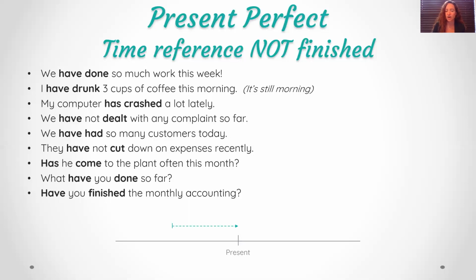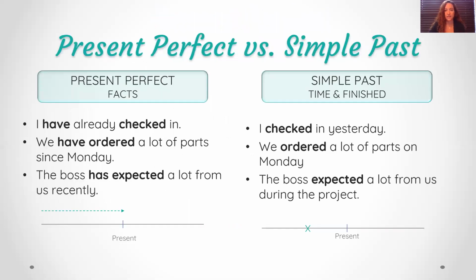Has he come to the plant often this month? What have you done so far? And have you finished the monthly accounting? Great. Now we will compare present perfect versus the simple past, right? So the present perfect, we focus on facts. We focus on what we have done. As the simple past, we focus on the time and the action needs to be finished, right?